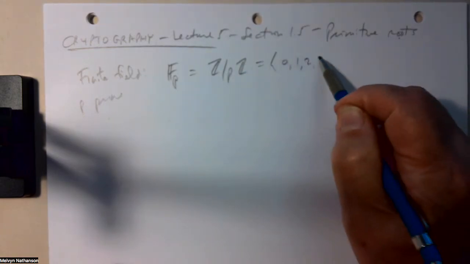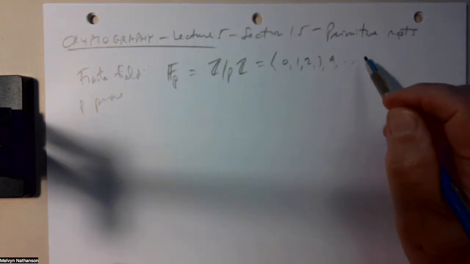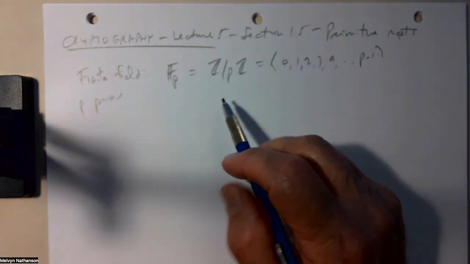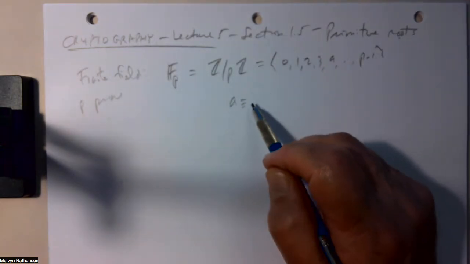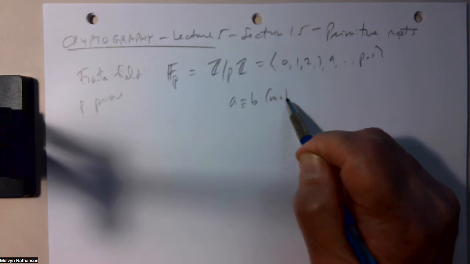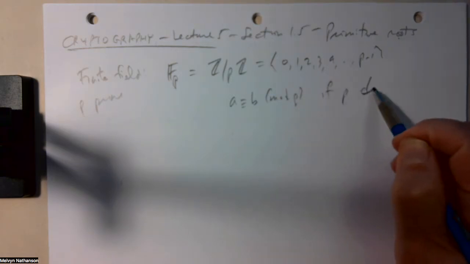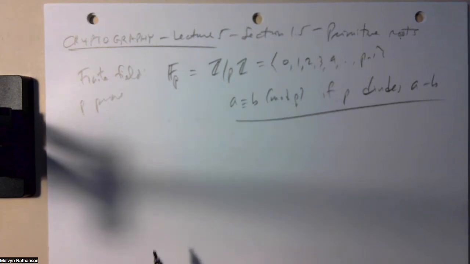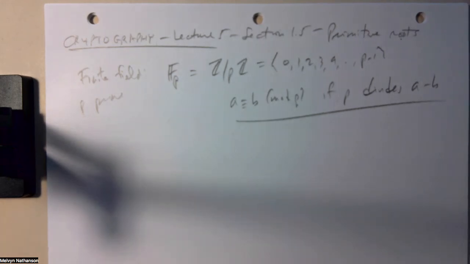As representatives, you just take the first p non-negative integers, and we have the relation that a and b are the same mod p, or congruent mod p, if p divides the difference a minus b. This is the basic example, not the only example, of a finite field. And we're interested in powers of elements mod p.